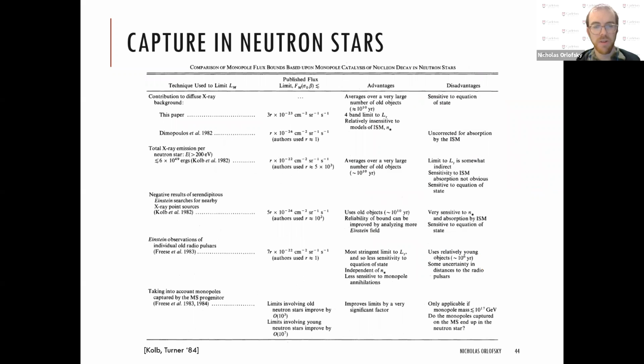Just to give a sense, you don't need to read all of this table, but there are a lot of different ways that you can do this, and they all have advantages and disadvantages. You can look for the diffuse X-ray background coming from all of the neutron stars in the galaxy. You can look at X-ray emissions from neutron stars. You can look at very X-ray quiet individual neutron stars. You can look at individual pulsars. There are lots of different ways you can do this. But the upshot is that, because of this, it's a fairly robust bound that you can set on the overall luminosity.